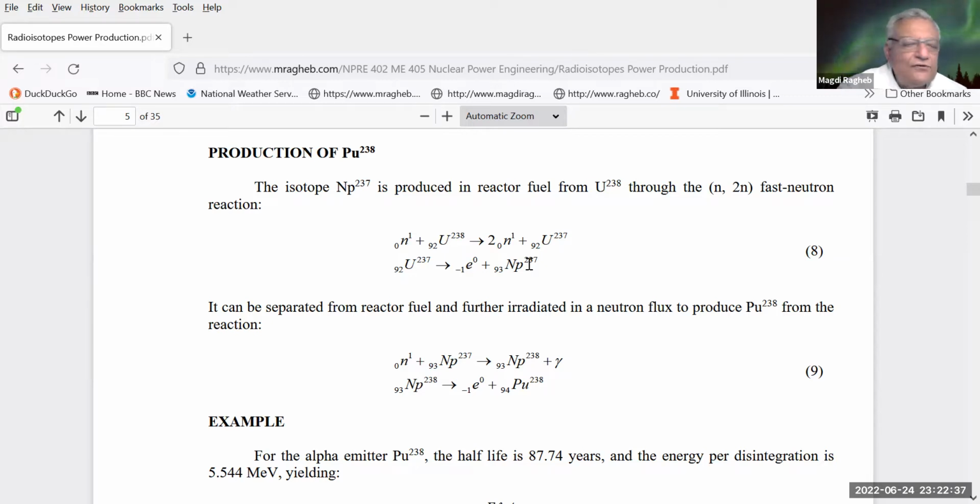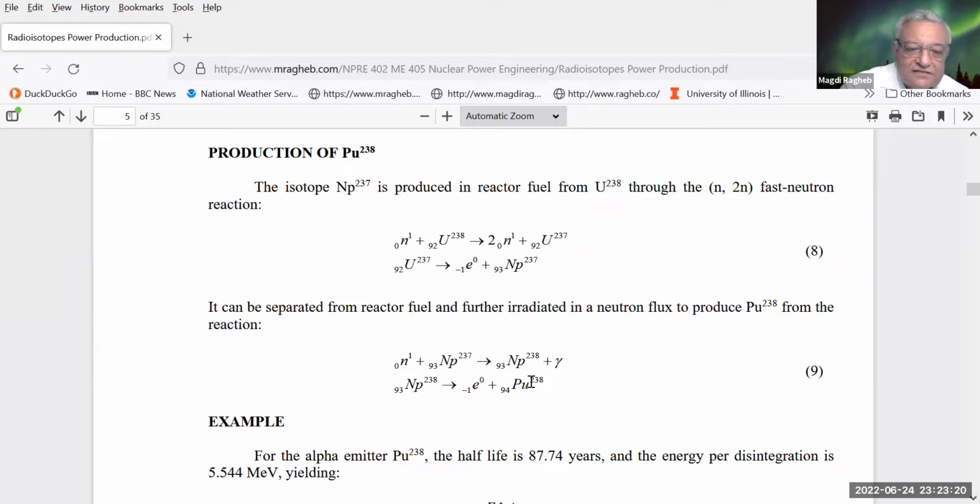So from reactor fuel, we can separate that neptunium-237 when we reprocess the fuel, when it's chemically treated. If you put it back in a nuclear, in that case, a research reactor, and absorb again a neutron into neptunium-237, it turns into neptunium-238, and a gamma photon is emitted. And here we added a neutron to the nucleus of neptunium-237. It's unstable, so it starts emitting a negative electron and turns into plutonium-238.